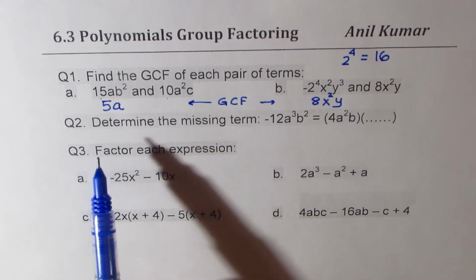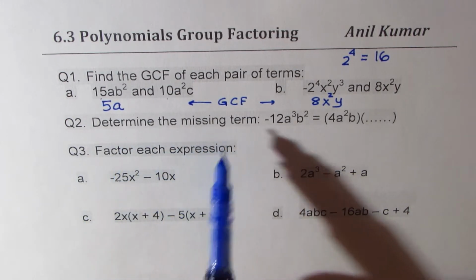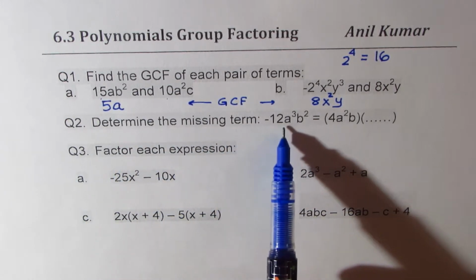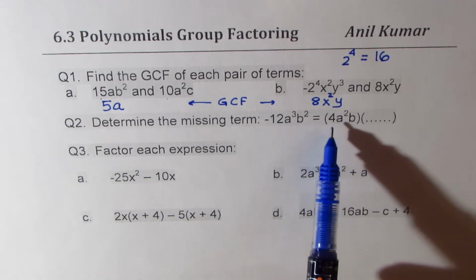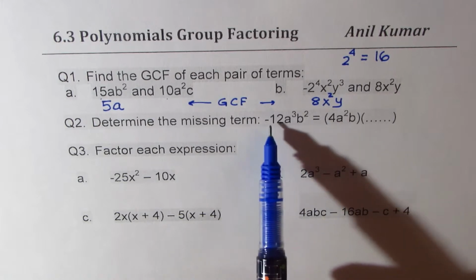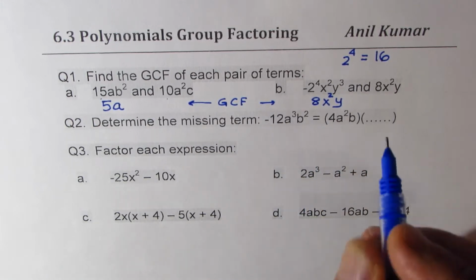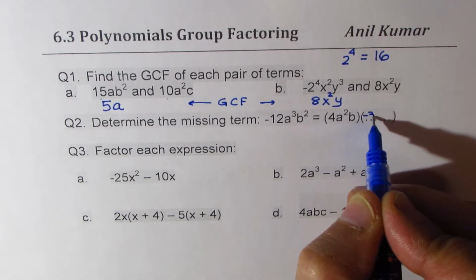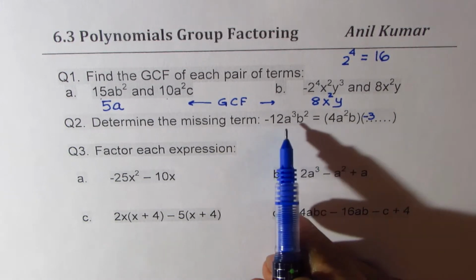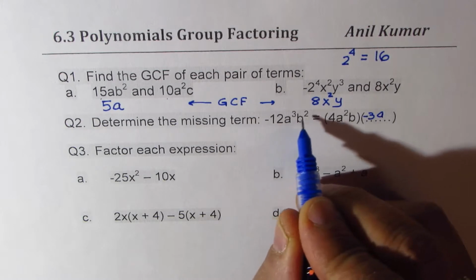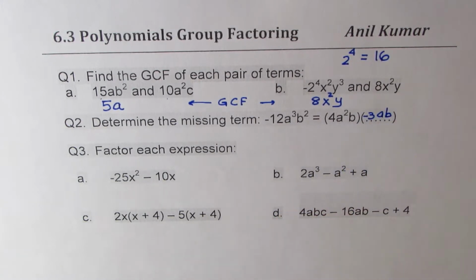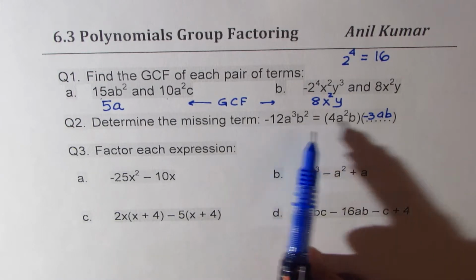Now second question is, determine the missing terms. We have minus 12a cube b square. One bracket is 4a square b. As far as number is concerned, minus 12 divided by 4 is minus 3. So we get minus 3 here. Now variables, a cube, a square, 1a is missing, and b square, b, 1b is missing. So that becomes the other factor. So in a way, we have factored.